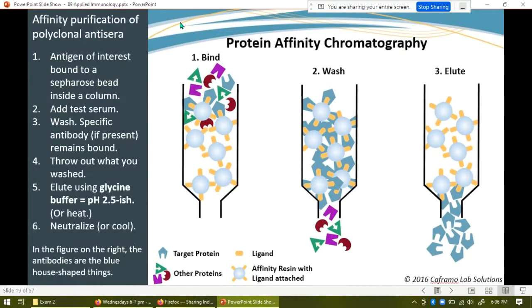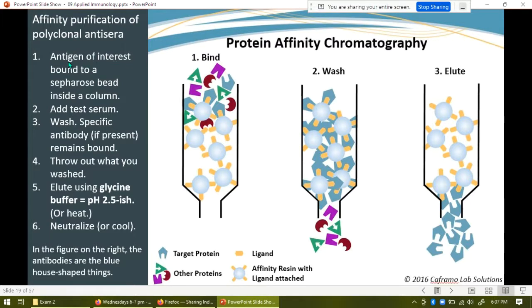Okay, and then a related concept to that is affinity purification. In this case, you have a serum sample, and you want to use antibodies from that serum sample to do something. So what you want to do is fetch the antibodies that you want out of the mixture of a bunch of different antibodies. In this case, we're after the blue antibodies that you can see here.